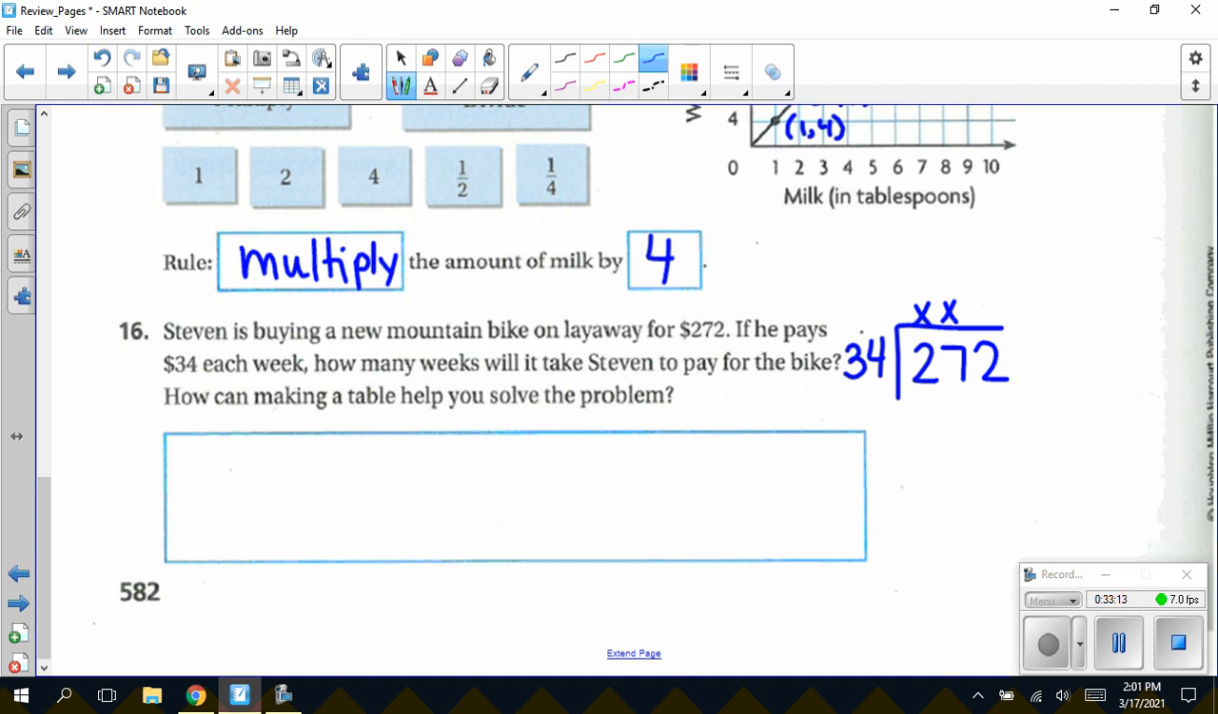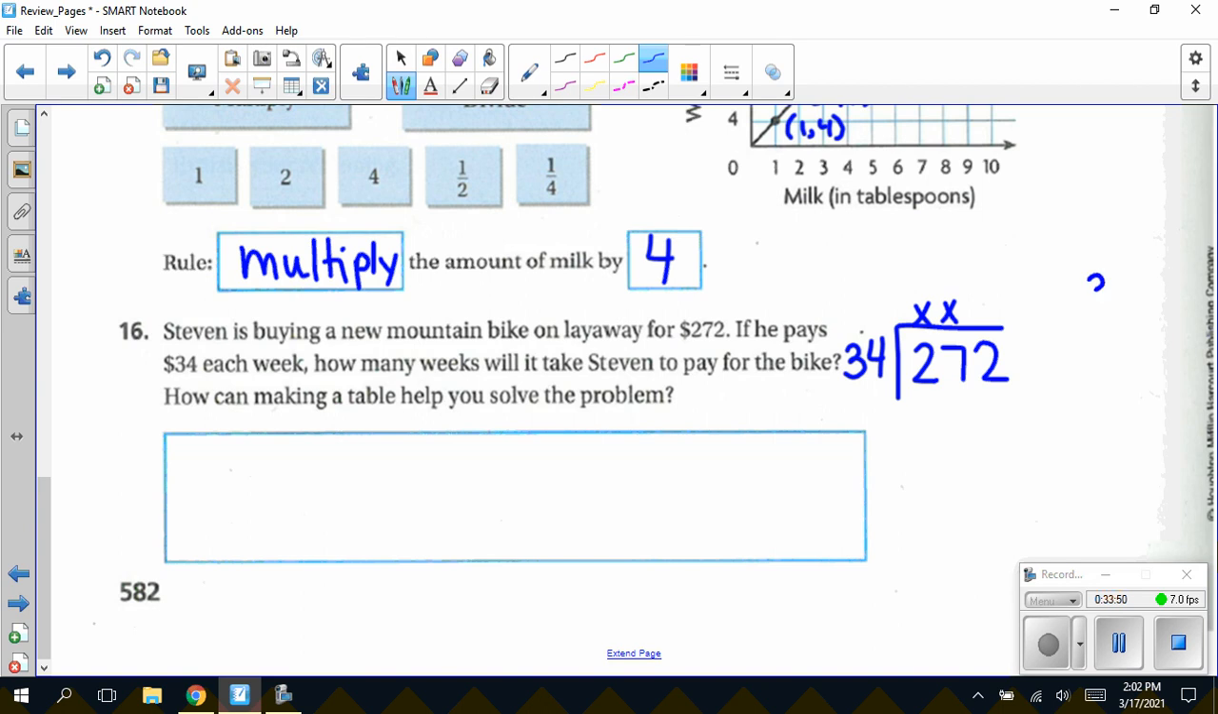To figure out what number I want to use, I'm going to round my 34 down to 30, and I'm going to think 30 times what is close to 272. Well, I know that if I take 30 times 7, that's 210. If I take 30 times 8, that is 240. And if I take 30 times 9, that's 270. Well, because I've rounded down, I'm pretty sure that 9 times is going to be too much because it's actually 34 times 9. And I know that if I take 9 times 4, it carries a 3 over. So that's going to put me too high.